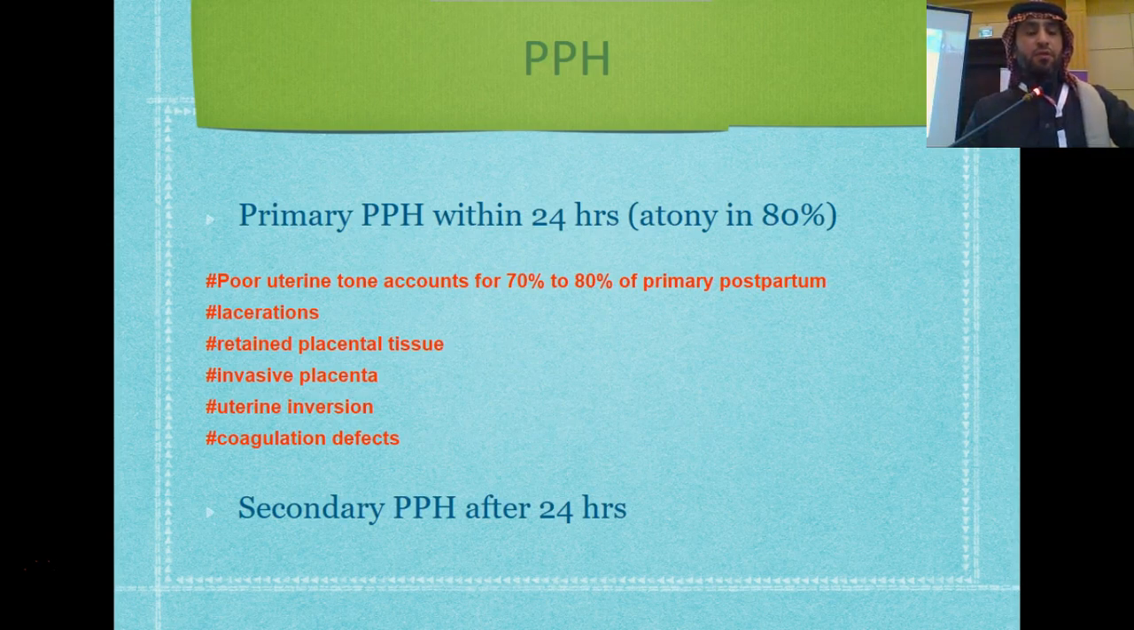It's classified into primary and secondary according to the time frame. The most common cause that we encounter and treat is the atonic uterus after delivery. It constitutes more than 70 to 80% of our list of postpartum hemorrhage embolization. Other causes include laceration, retained placental products, invasive placenta, abnormal placentation, vaginal bleeding sometimes, or if the patient has abnormal coagulation.